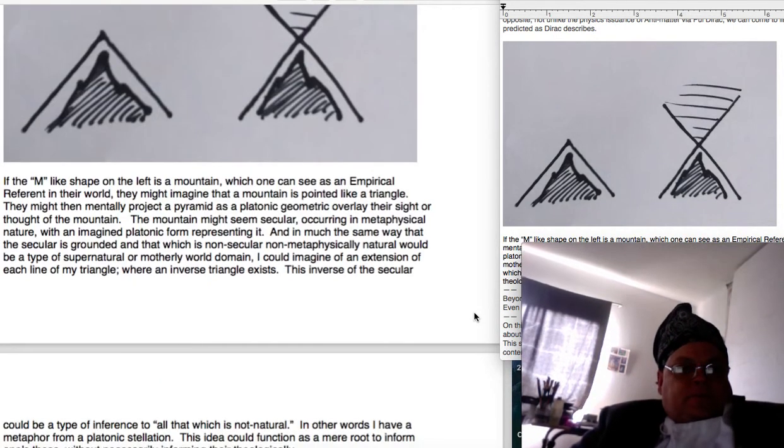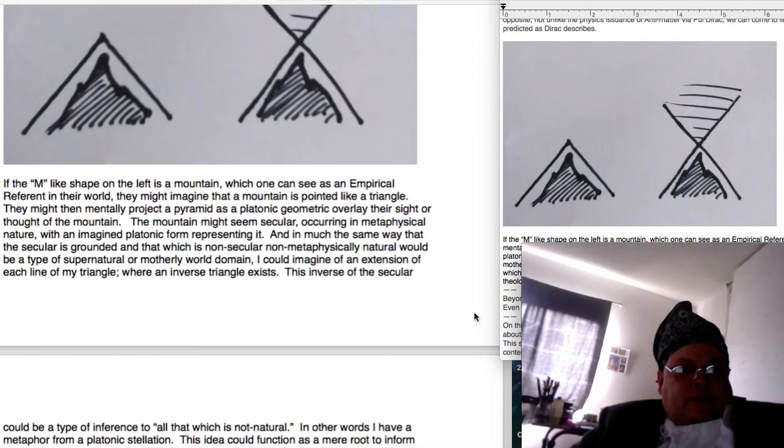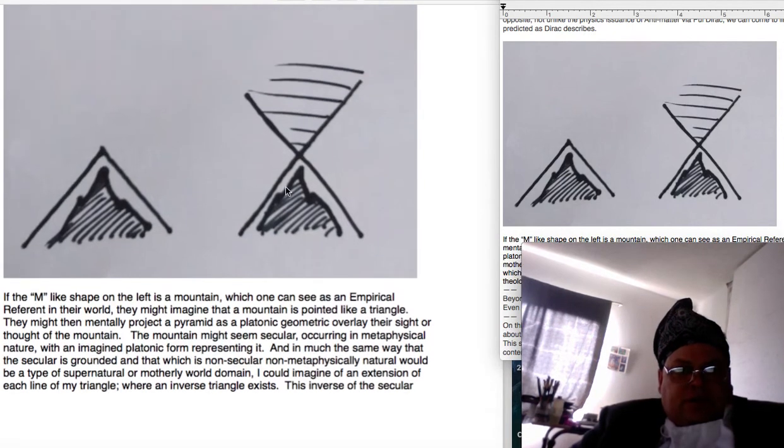There's an illustration. If the M-like shape on the left is a mountain, this shape, which one can see as an empirical referent in their world, they might imagine that the mountain is pointed like a triangle. They might then mentally project a pyramid as a Platonic geometric overlay, their sight or thought of the mountain.